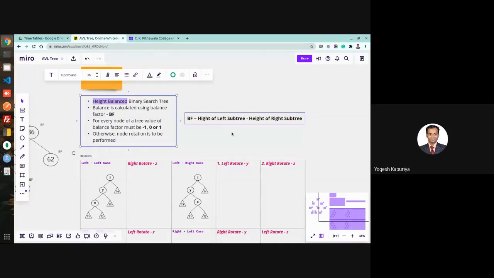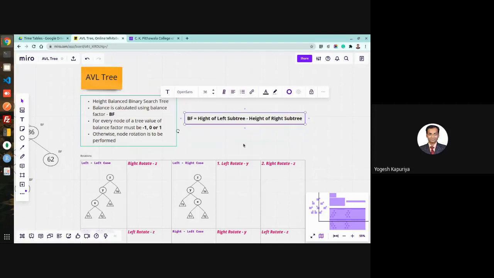So how is it being done, or what are the steps required to balance the tree in this form? The first thing which is required is to compute a balance factor. First we need to understand what we mean by balance factor. It is the value which actually makes this entire tree height balanced. This equation is important. Balance factor means height of left subtree minus height of right subtree.